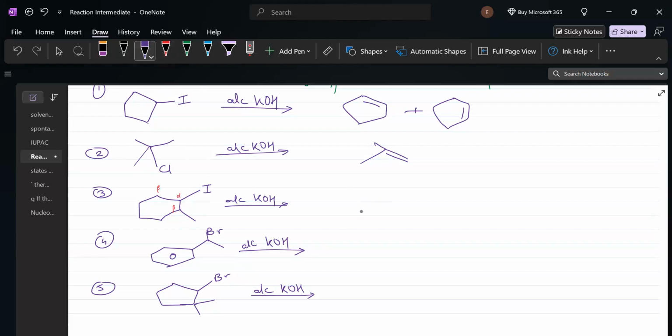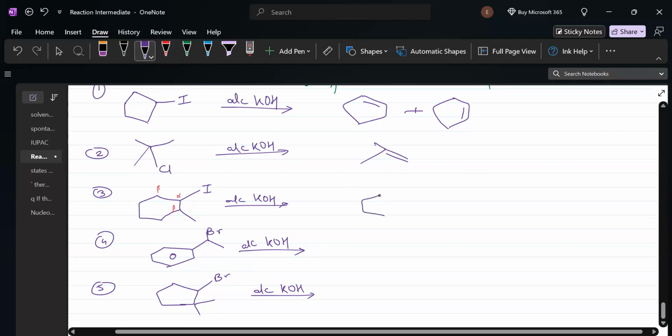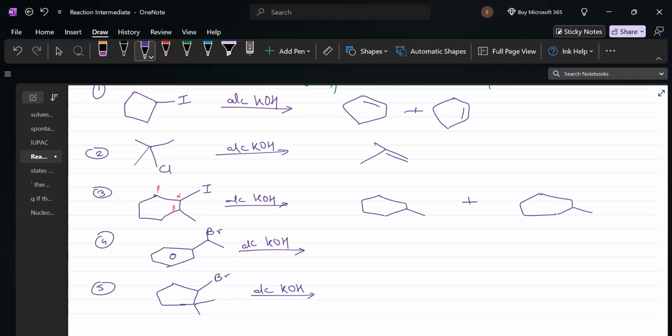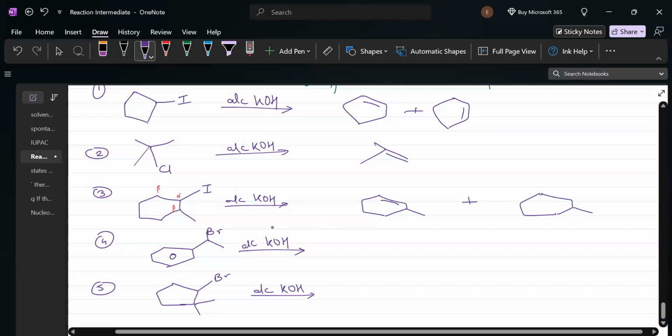We can get two types of product. First I will make the skeleton of it. Okay. If we remove hydrogen from this part, then an alpha-beta bond will form here, right? Yes, sir. And if we remove hydrogen from this part, then the bond will be forming here, right? Yes, sir.